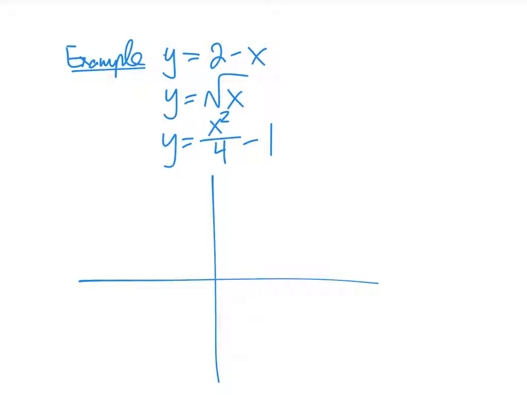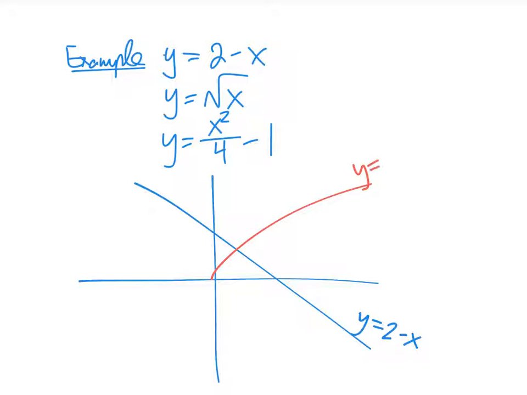First one, y equals 2 minus x. That means the y-intercept is at 2, and then it's a downward slope. So like this, y equals 2 minus x. Second one, y equals square root x. That's this one. Third one, y equals x squared over 4 minus 1. So that is down 1 and then compressed by 4. I think I'm drawing this wrong.